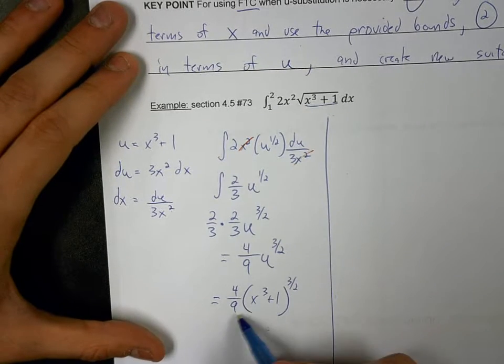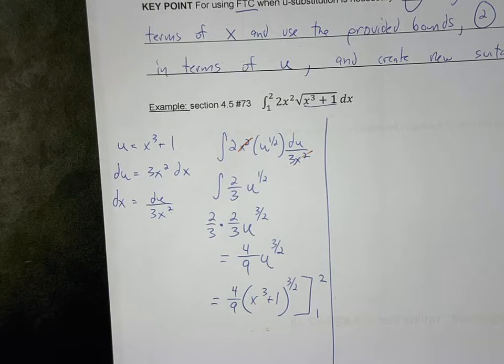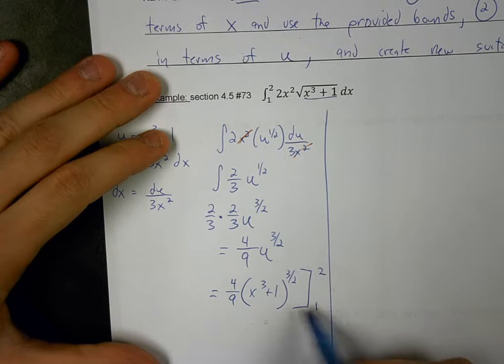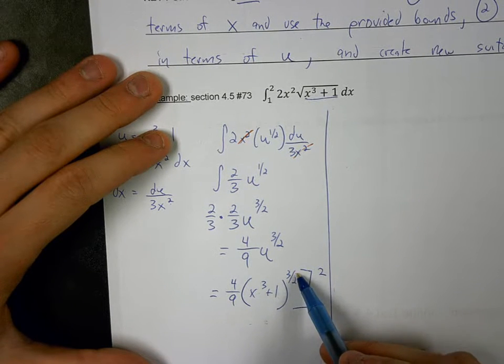And now, look, it's all back in x's, so now we can evaluate from 1 to 2. I'll just do that quickly. We'll plug a 2 in, that's 8 plus 1 is 9. 9 to the 3 halves is 27.